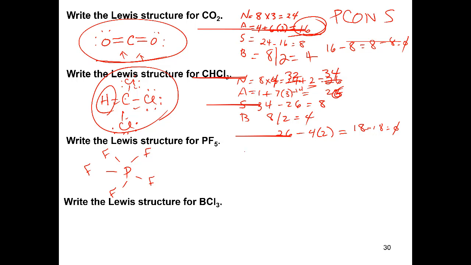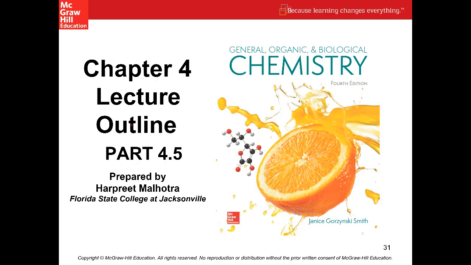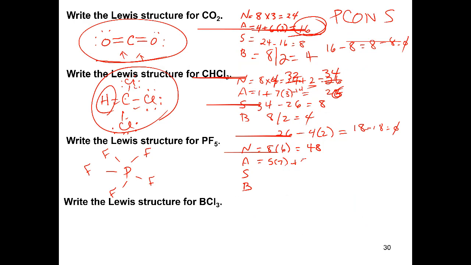All right. So I've got NASB. This time I'm not going to forget that center one. So I've got 1, 2, 3, 4, 5, 6. So I need 8 times 6, which is 48. I have available 5 times 7, which is 35, plus, sorry, my phosphorus is group 5A, so that's 5, so that gives me 40. So S is going to be 48 minus 40, which is 8.